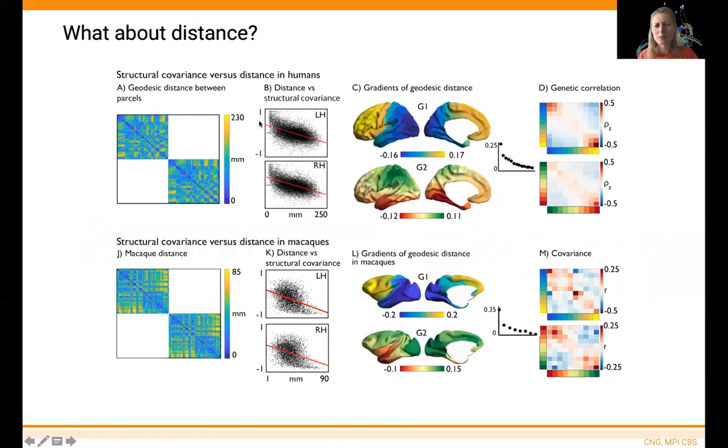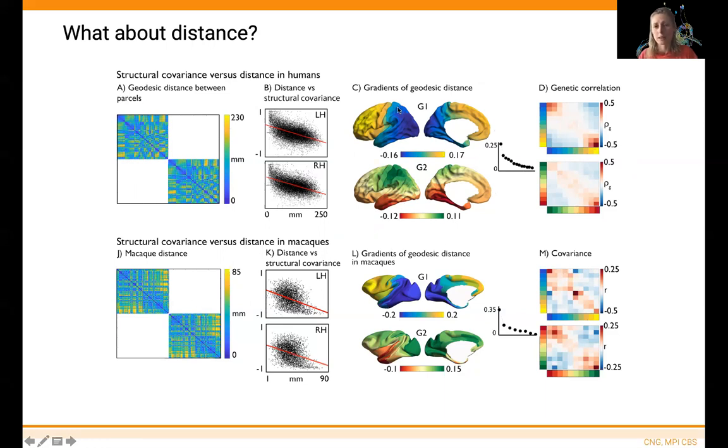An important point: what about distance? As some of you might know, distance is an important organization principle in structural covariance. Regions that are super close to each other often show a high covariance, whereas regions that are distant from each other don't show such a high covariance. And indeed, if you take the gradient of geodesic distance, you see a highly similar pattern. So maybe what I just showed was just pure geometry and distance.